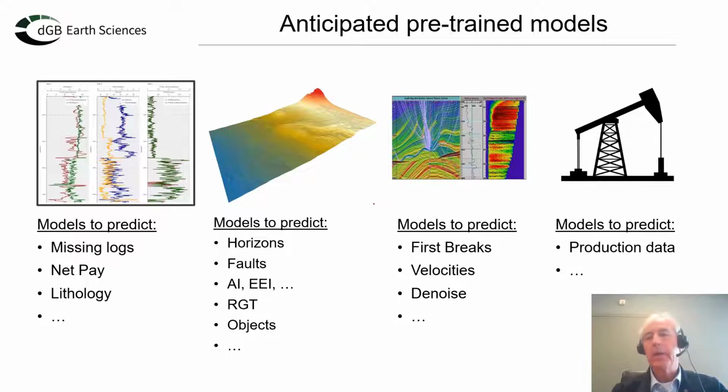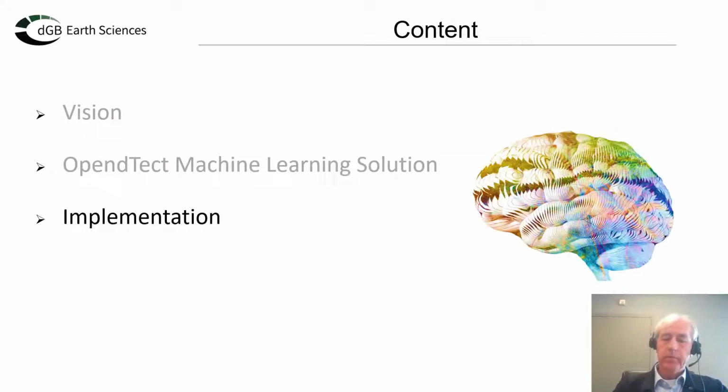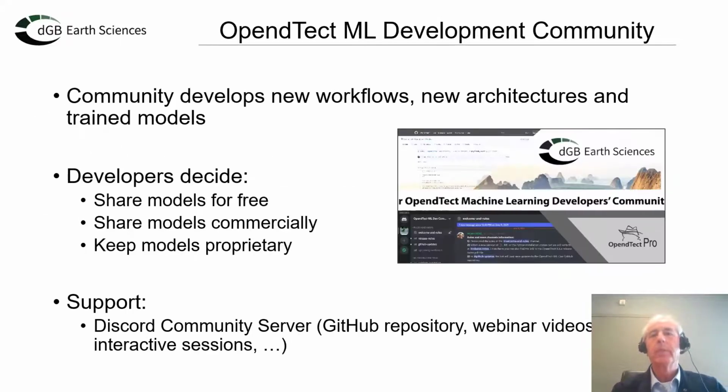And then finally, there will also be models in the future that can do things directly with production data. So let's have a look at how we are stimulating this creation of the library of pre-trained models. So let's look at our implementation.